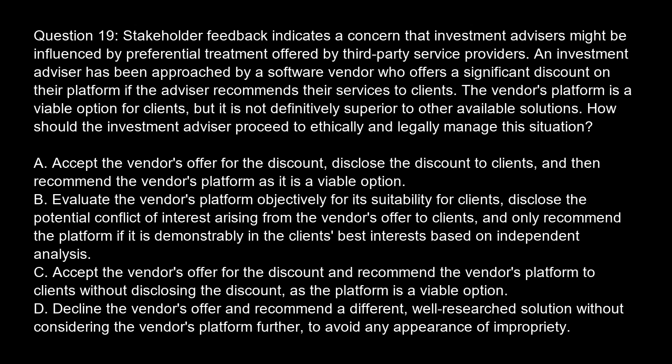Option A. Accept the vendor's offer for the discount, disclose the discount to clients, and then recommend the vendor's platform as it is a viable option. Option B. Evaluate the vendor's platform objectively for its suitability for clients, disclose the potential conflict of interest arising from the vendor's offer to clients, and only recommend the platform if it is demonstrably in the client's best interests based on independent analysis. Option C. Accept the vendor's offer for the discount and recommend the vendor's platform to clients without disclosing the discount, as the platform is a viable option. Option D. Decline the vendor's offer and recommend a different, well-researched solution without considering the vendor's platform further to avoid any appearance of impropriety.